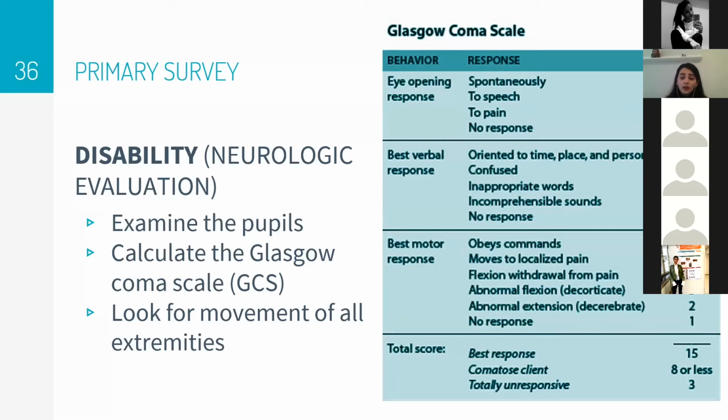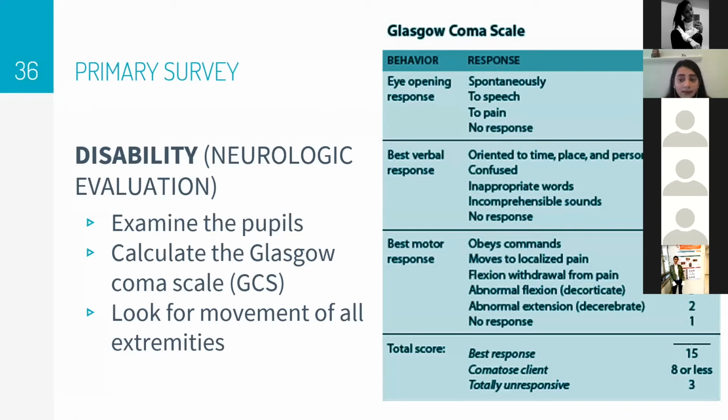Okay. So the next part of our primary survey is D for disability. You want to examine the pupils for asymmetry, look for a blown pupil to suggest intracranial injury, which would be a very dilated pupil that's unreactive. Calculate your Glasgow Coma Scale score if you haven't already, and look for movement of all extremities. Unfortunately, we have to go over the Glasgow Coma Scale. It's very detailed and it's important.